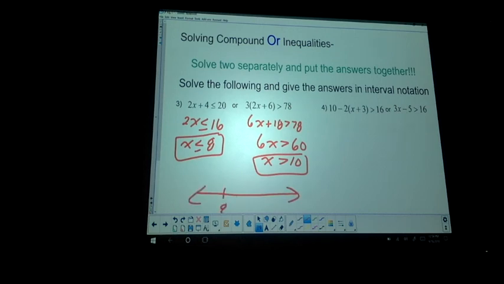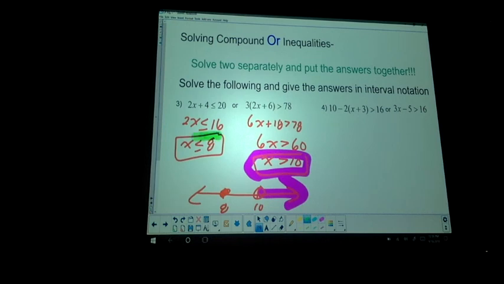I have an 8 here, I have a 10 here. This is a solid dot here. This is an open dot. Let's highlight this one in pink, so that's going that way. Do this one in green, that's going that way.